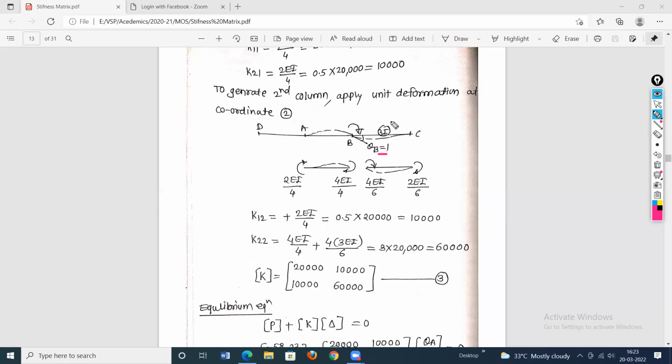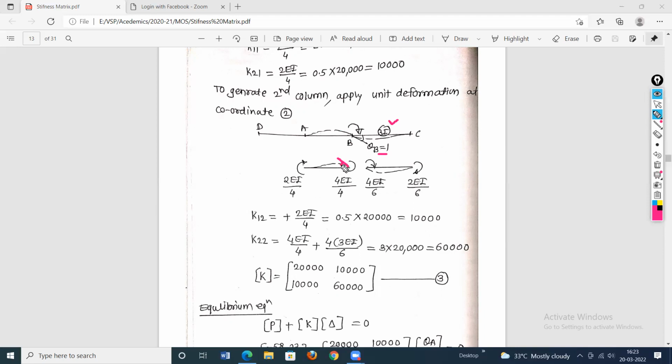Then for the BC portion, the moment of inertia is 3I, and for the AB portion, it is only I. Then draw the free body diagram to calculate the end moments. Okay, so now for the AB portion, the moment is in the clockwise direction, so it will hog upward. Then here, how much moment is to be applied?